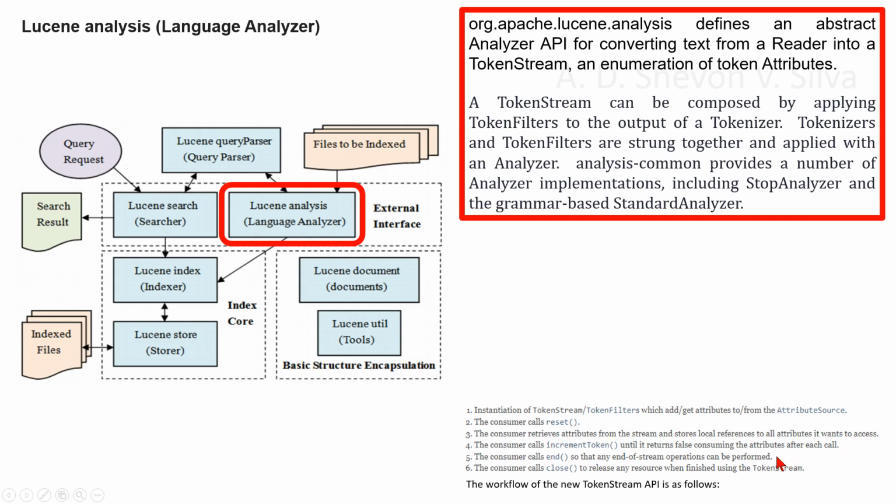Five, the consumer calls the end method so that any end of stream operations can be performed. Six, the consumer calls the close method to release any resource when finished using the token stream. To make sure that the filters and consumers know which attributes are available, the attributes must be added during instantiation. Filters and consumers are not required to check for availability of attributes in the increment token method.